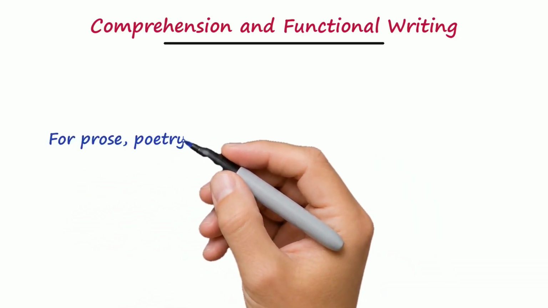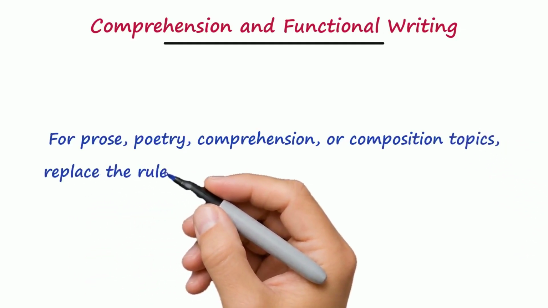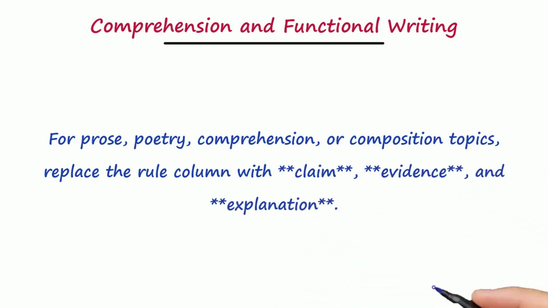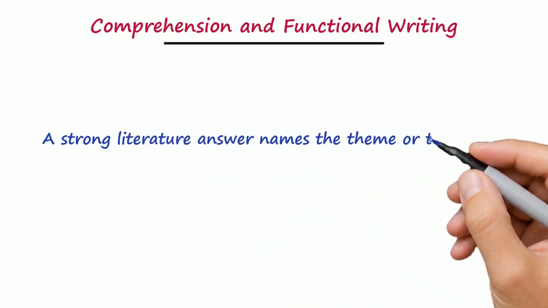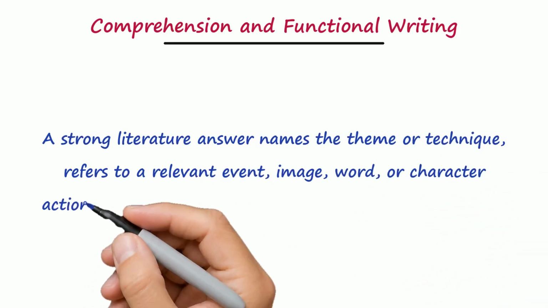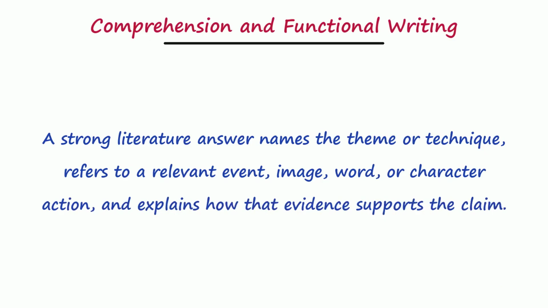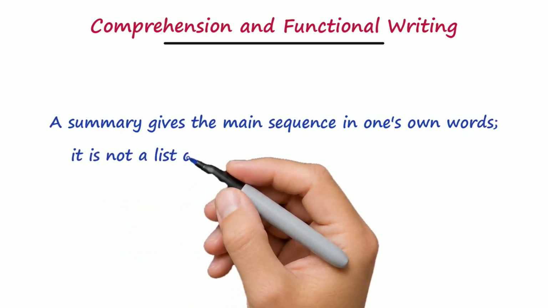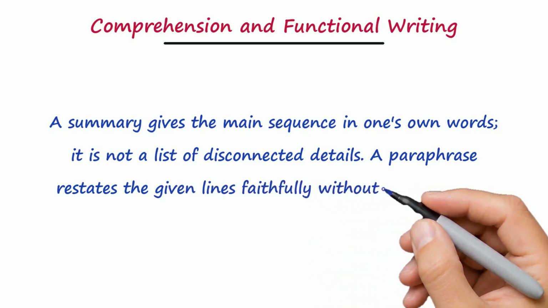For prose, poetry, comprehension, or composition topics, replace the rule column with Claim, Evidence, and Explanation. A strong literature answer names the theme or technique, refers to a relevant event, image, word, or character action, and explains how that evidence supports the claim. A summary gives the main sequence in one's own words. It is not a list of disconnected details. A paraphrase restates the given lines faithfully without adding a new moral.